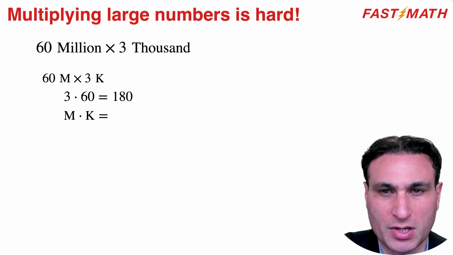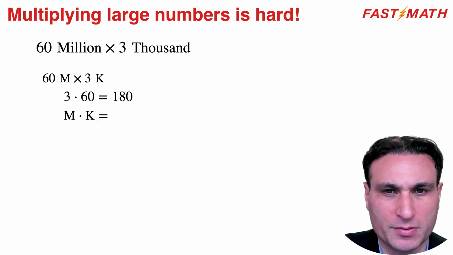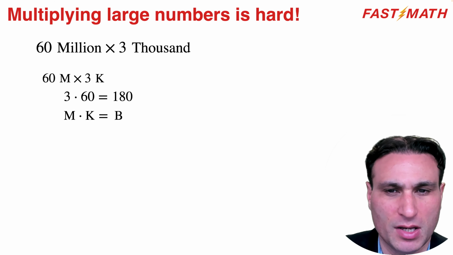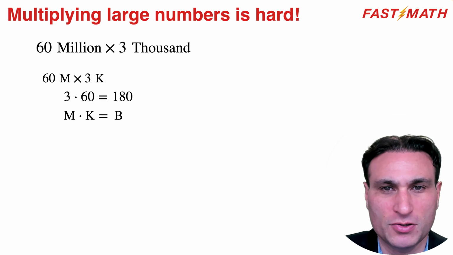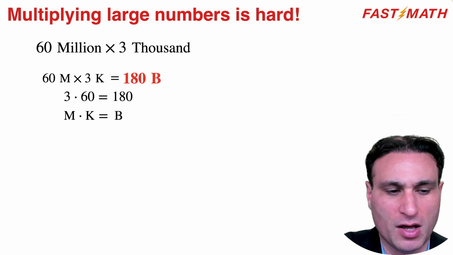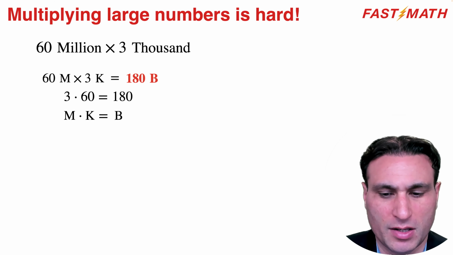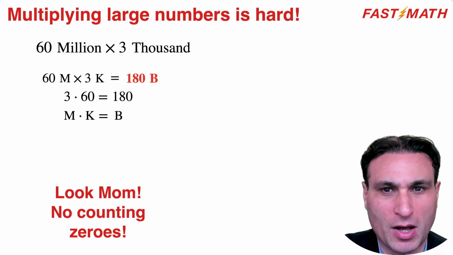Next, what is a million times 1,000 or M times K? A million times 1,000 is a billion, which we abbreviate with B. Again, a billion is 1,000 millions. And we just combine these two pieces to get the answer of 180 billion. As I like to say, look, Mom, no counting zeros.